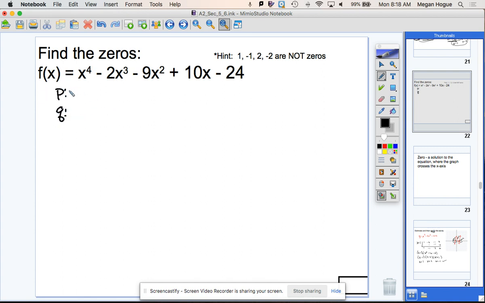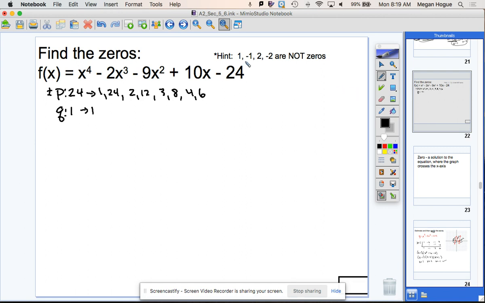So let's see. P, 24. Q, 1. 24. 1 goes in there 24 times. 2 goes in there 12. 3 goes in there 8. Lots of factors. 4, 6. That takes care of all of them. Q, 1 is just 1. I'm going to put that plus or minus in front of P. If you forget the plus or minus in front of P, that's not a big deal. That's more of a reminder to yourself.